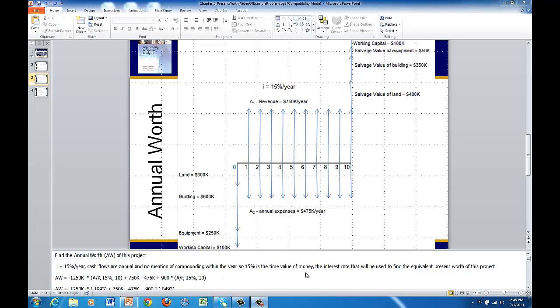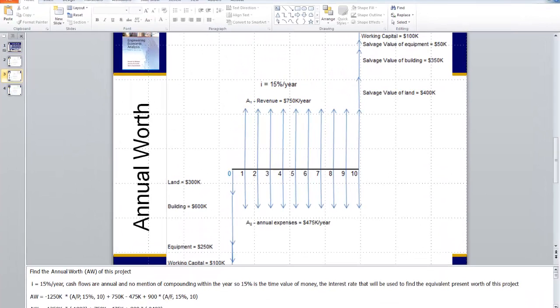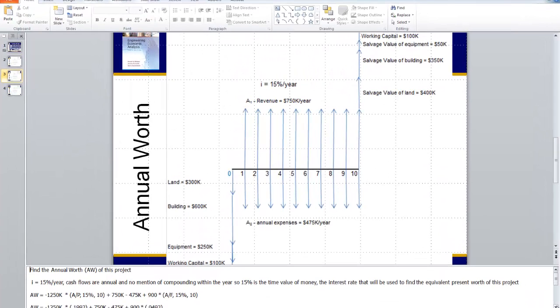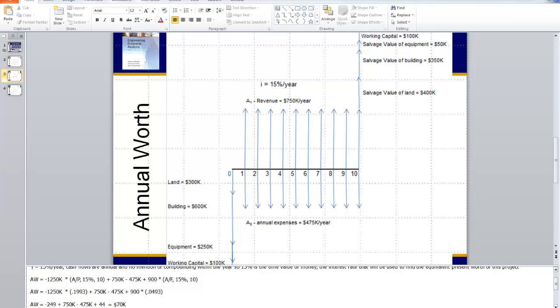So we go to our compound interest tables just like we have before, and we find the values for those functional notations, and here we have it right here, 0.1993 and 0.0493. That's what we would multiply the present value by, 0.1993, in order to find its equivalent uniform annual cost, in this case because we have an outflow, over that time period. And you can see that turns out to be $70,000.